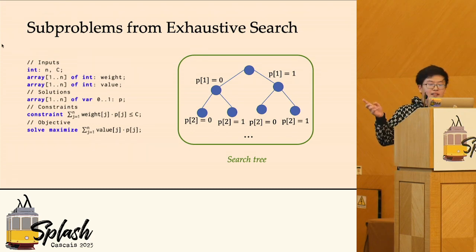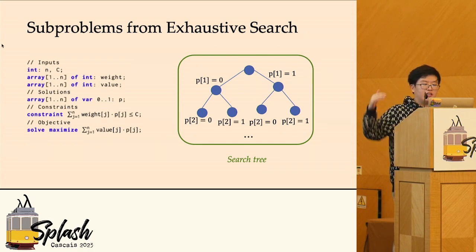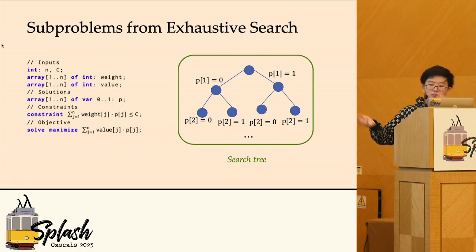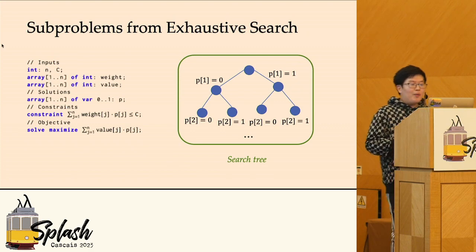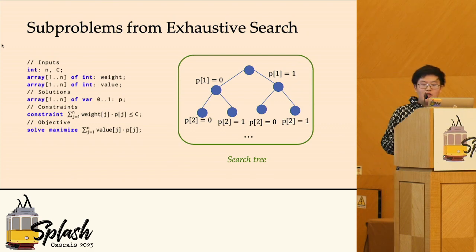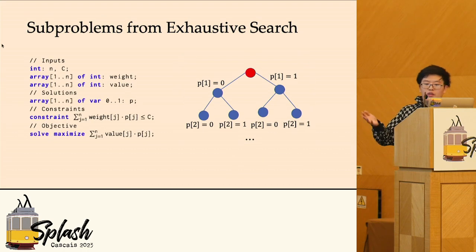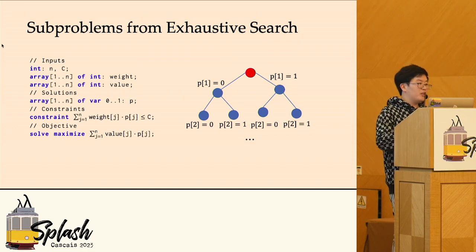And in the right side, we present the search tree of the knapsack problem. It is organized in layers. The first layer is a root node. The second layer, we enumerate the value of P1. And in the third layer, we enumerate the value of P2. Below, we can see that there is actually a correspondence between the nodes in the search tree and the subproblem. At the root node, we can find that this subproblem is just identical to the original knapsack problem.